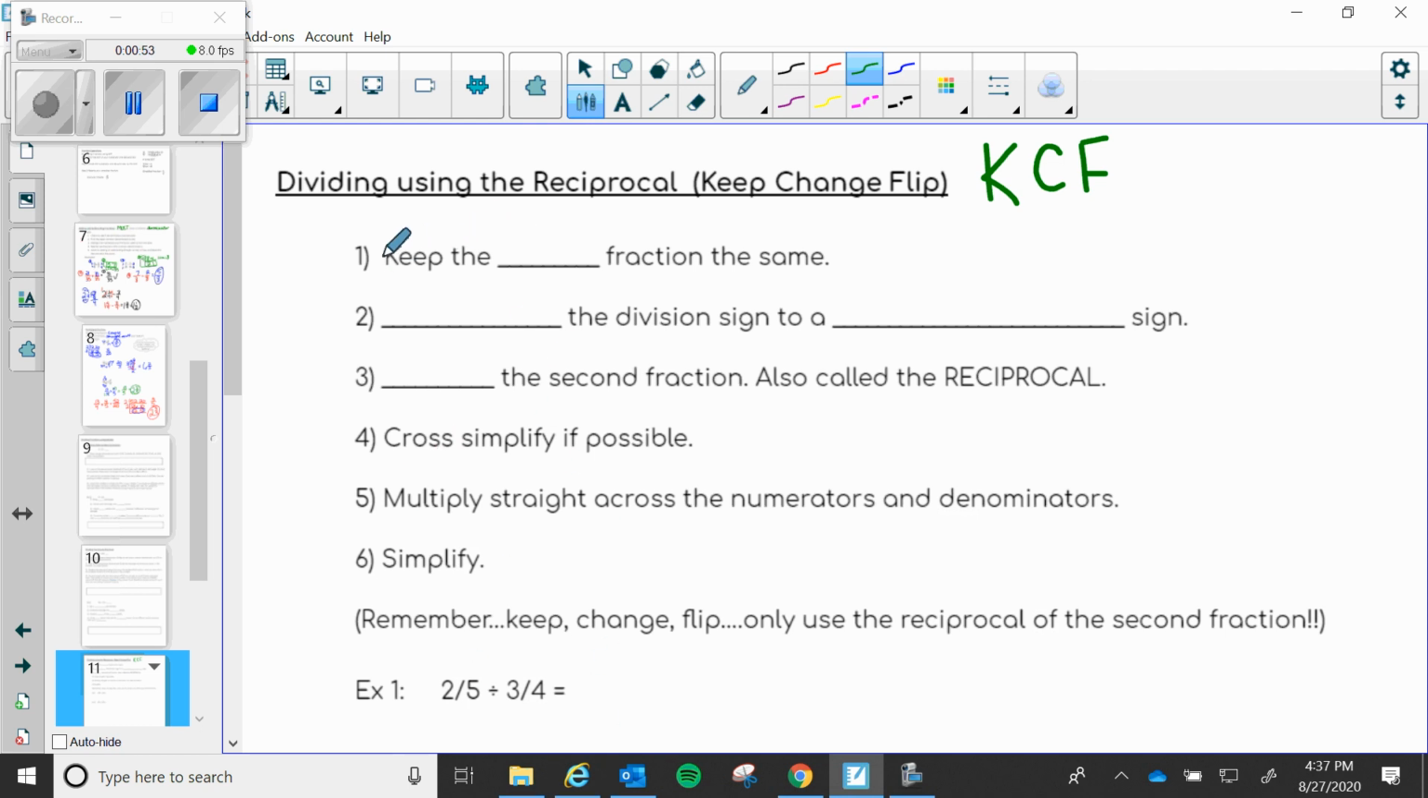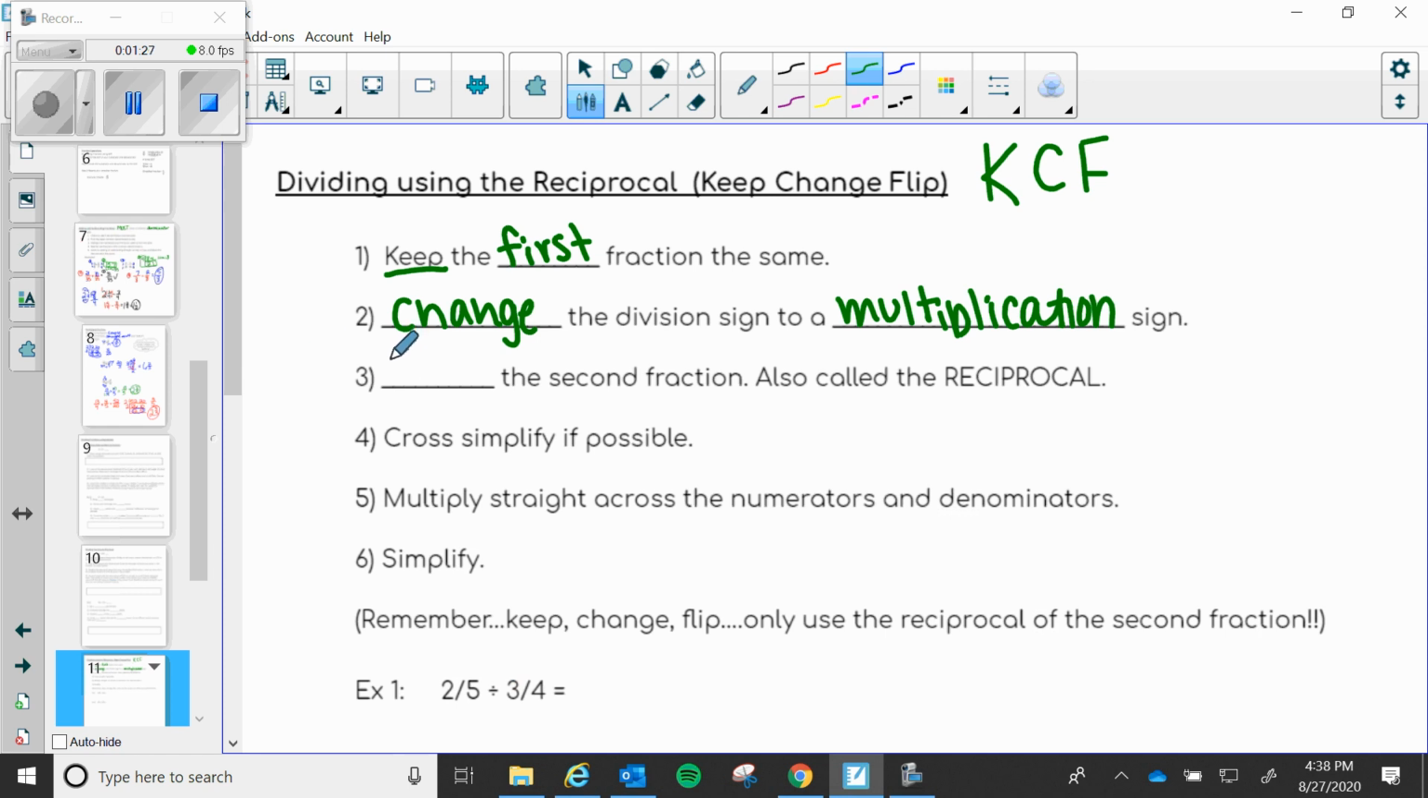First step, the K. That's where it comes from. So we're going to keep the first fraction the same. We're not going to do anything to it. So like here, we wouldn't change it. Second step, the C, we're going to change the division sign to a multiplication sign. So this turns into multiplication.